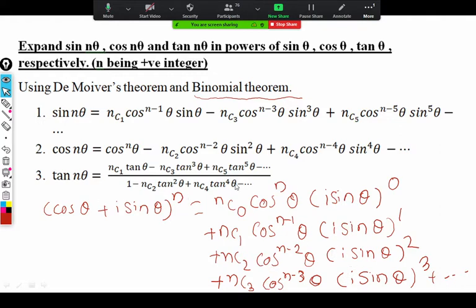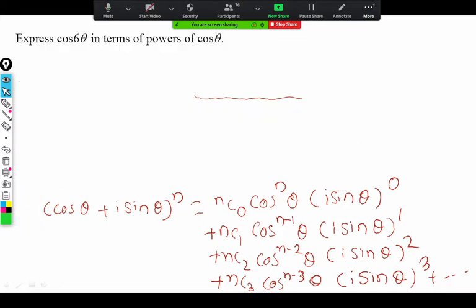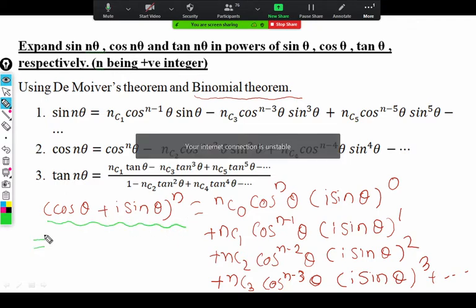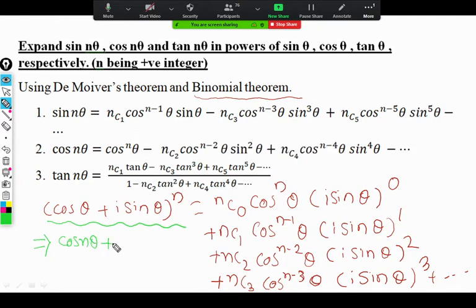Whatever. So you will observe this is just a binomial expansion. This is the binomial expansion of (cos theta plus i sin theta) raised to n. And now if I write this left hand side by binomial expansion, this becomes cos n theta plus i times sin n theta. So this is the thing that we have.